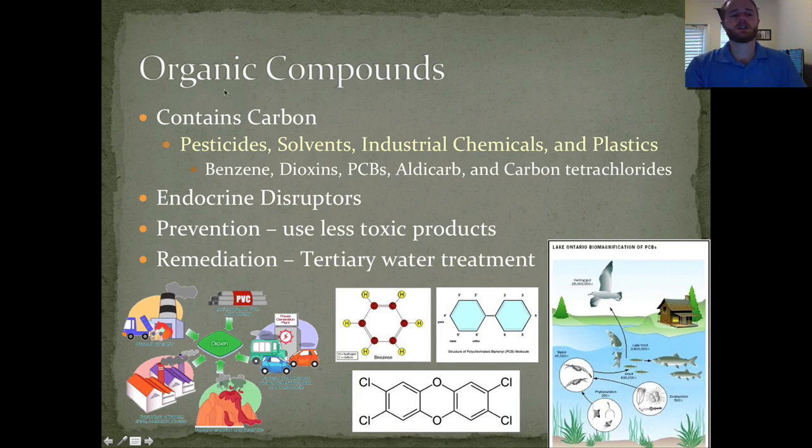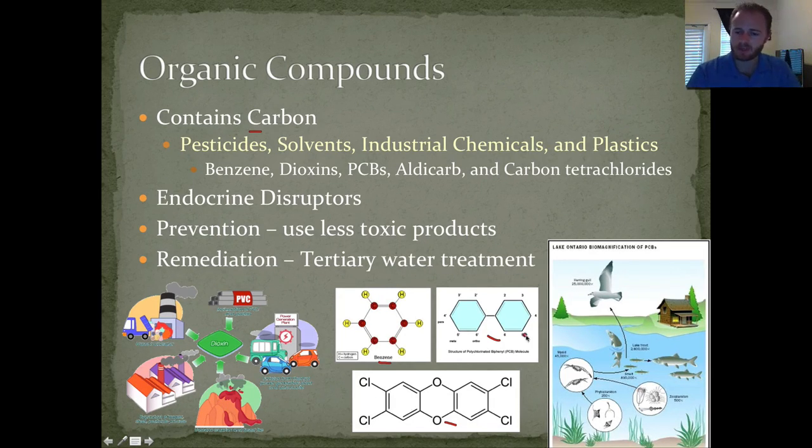Other type of pollutant is organic compounds. And what does it mean for something to be organic? It means contains carbon. Some examples are pesticides, solvents, industrial chemicals, and plastics. Examples like I have benzene down here, dioxin here, and PCB. And dioxin's really nasty stuff. That can enter the environment through incinerators. It can also through vehicles, different types of manufacturing processes, and volcanoes.